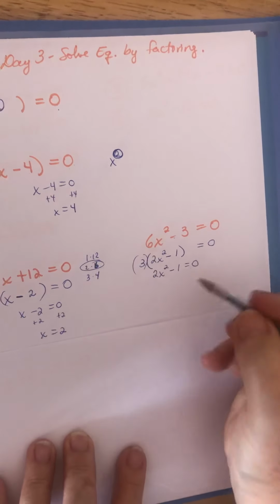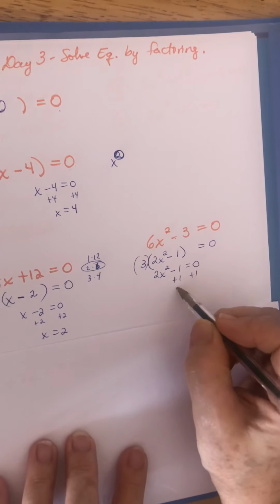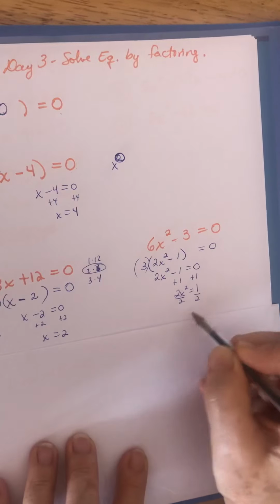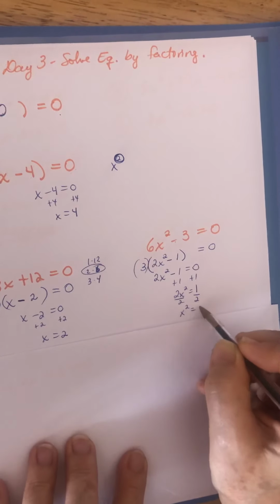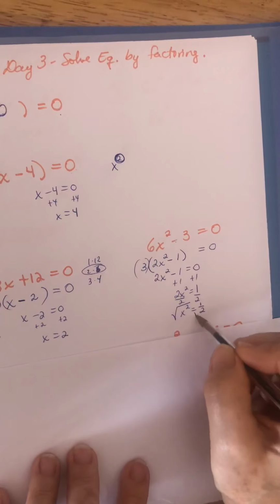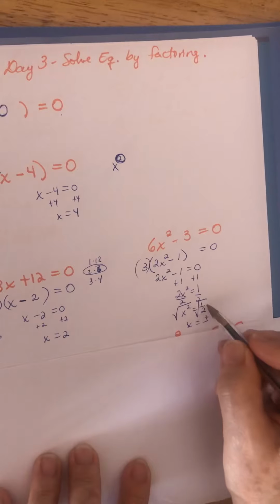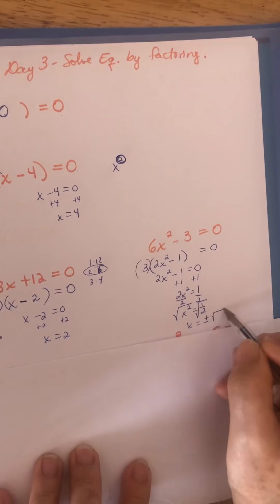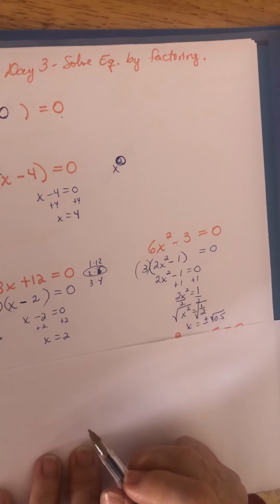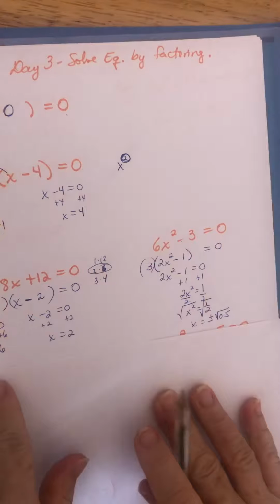Okay? So here, the inverse is adding 1, adding 1. So 2x squared equals 1. Divide by 2, divide by 2. X squared equals 1/2. And then we take the square root. So x equals the positive and negative square root of 1/2. And you can leave it like that if you want to, or you can get a calculator, whatever you feel more comfortable. Okay?